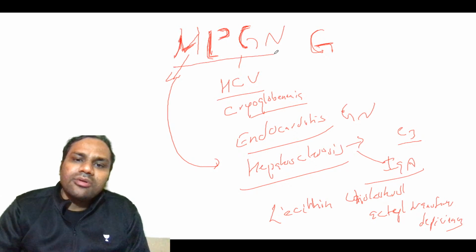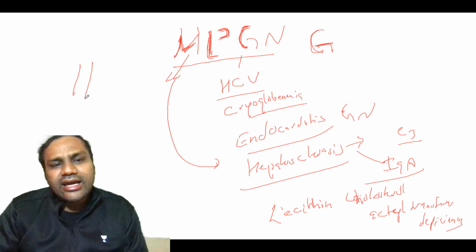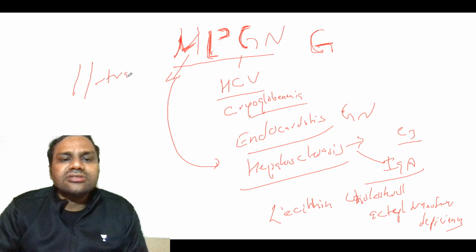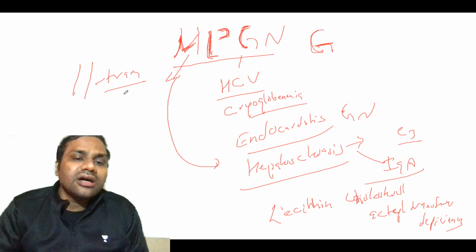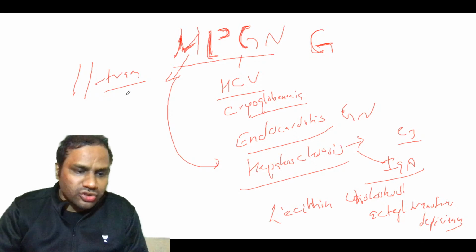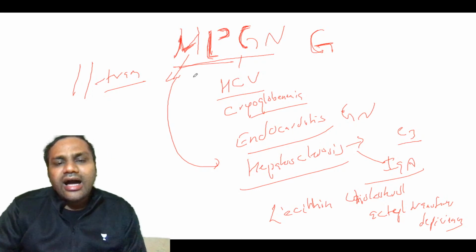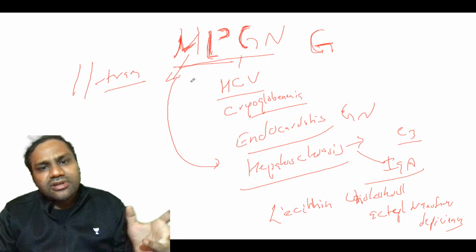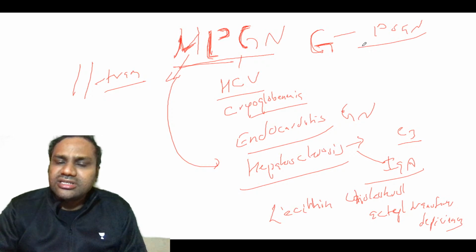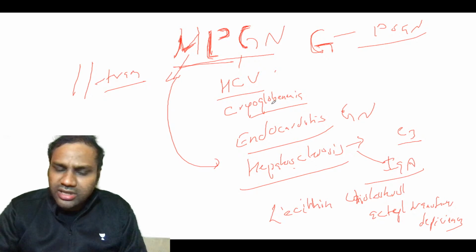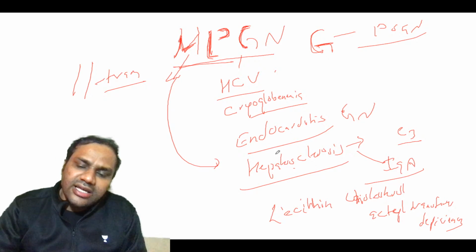And MPGN is membranoproliferative glomerulonephritis, okay. So there will be tram track like appearance in IF, EM and even in your microscopy. So these are basically important. And obviously MPGN has hypercellularity, intracapillary hypercellularity. So post streptococcal glomerulonephritis will be a DD. All these are also DDs of MPGN, okay.